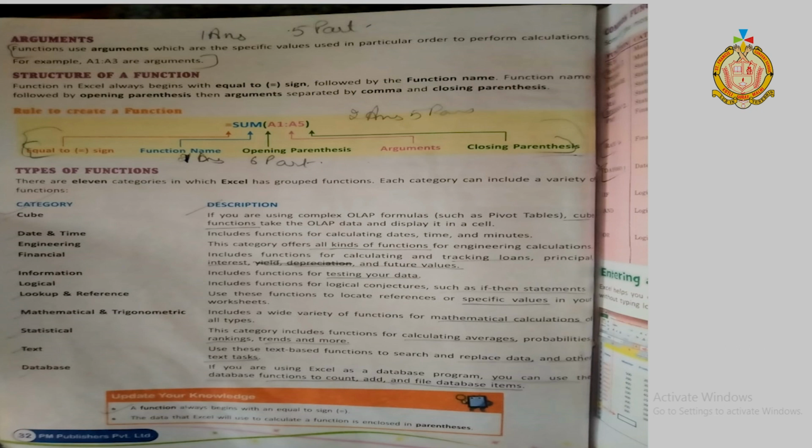Next, structure of function. We know that when we are making anything there is a structure. Same like this, in an Excel formula, an Excel function, there is a structure. We have to follow this structure, then we will be able to get our accurate result. If we rearrange the function or the formula, then our result will not come.